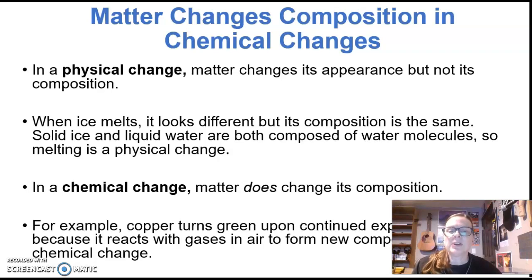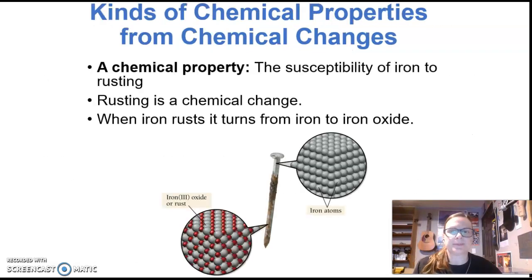Okay? In a chemical change, matter does change its composition. An example of that would be copper turns green upon continued exposure to the air, because it reacts with the gases in the air to form new compounds. This is considered a chemical change. Your starting substance is destroyed and a new substance is formed.